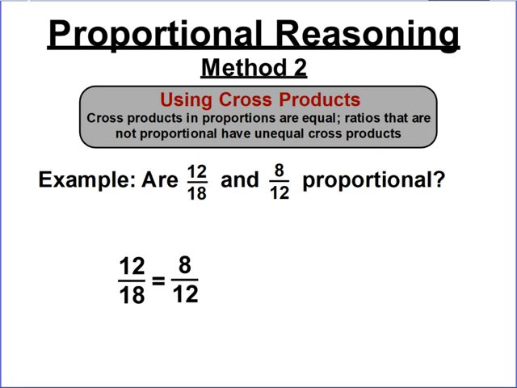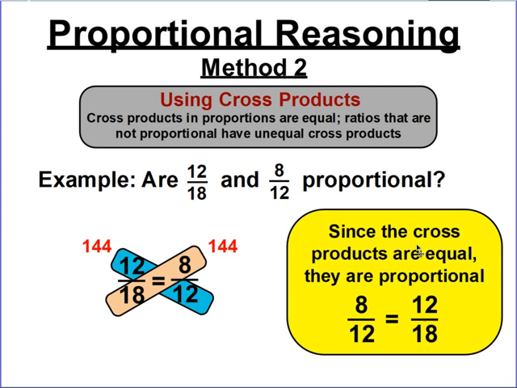Let's start off with multiplying 12 by 12. So 12 times 12 is equal to 144. The other diagonal, 8 times 18, if we multiply 8 times 18, we also get, guess what, 144. So when you use cross products and the two products are equal, the 144 and the 144, that means that the two ratios that you have in the equation here are proportional. So again, just like when we simplified, 8 to 12 and 12 to 18 are proportional ratios or fractions.